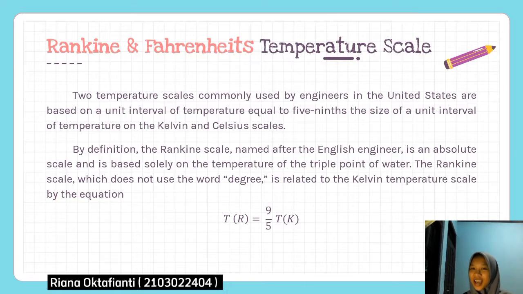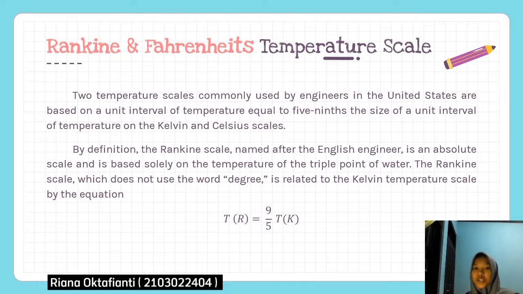Rankine and Fahrenheit temperature scales. The temperature scales commonly used by engineers in the United States are based on a unit interval of temperature equal to 5/9 the size of a unit interval of temperature on the Kelvin and Celsius scales. By definition, the Rankine scale, named after the English engineer, is an absolute scale. It's based solely on the temperature of the triple point of water.